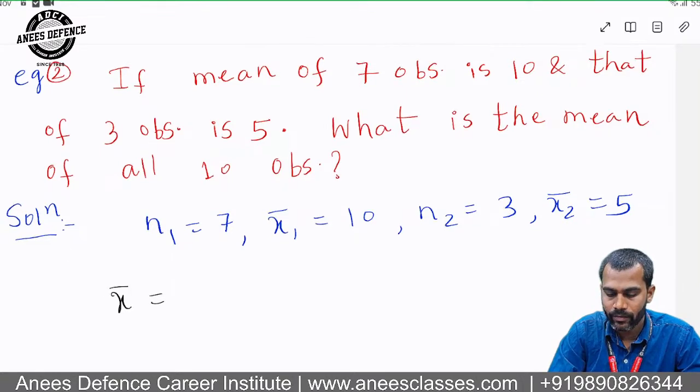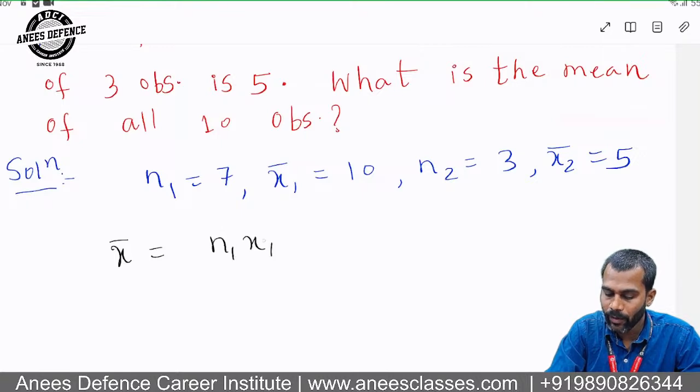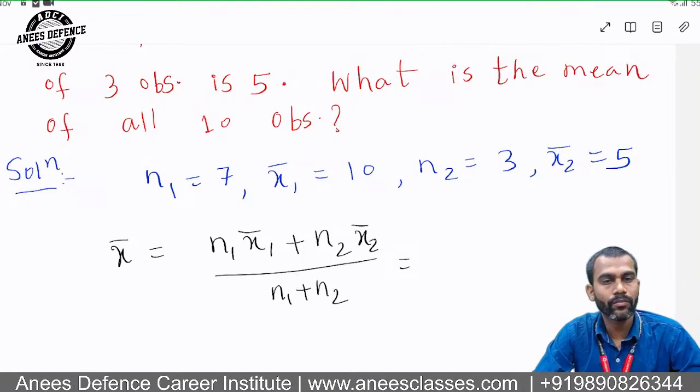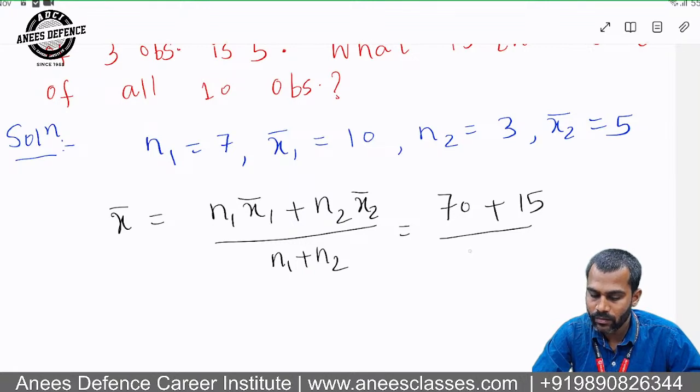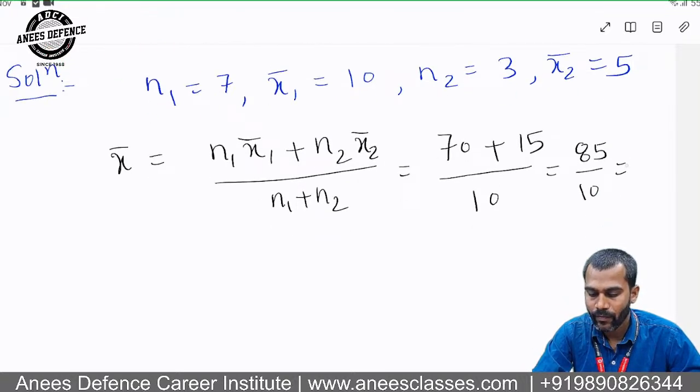X bar is equal to N1 X1 bar plus N2 X2 bar divided by N1 plus N2. So what is N1 into X1? 70, I can directly write. Plus what is N2 into X2? 15, divided by N1 plus N2, which is 10. That is 85 by 10, equal to 8.5. So the combined mean would be 8.5. So it was very easy, isn't it?